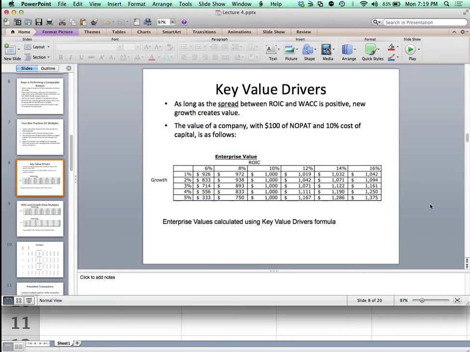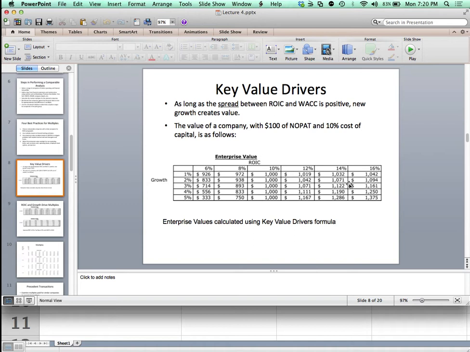Right? Now, just as a reminder, why do these values stay at 1,000 all the way down this column? Yeah. Cost of capital equals the ROIC. We've got a zero spread, so growth doesn't matter.